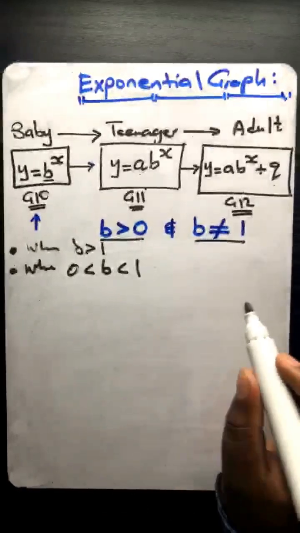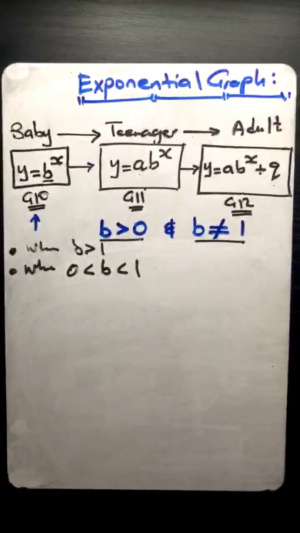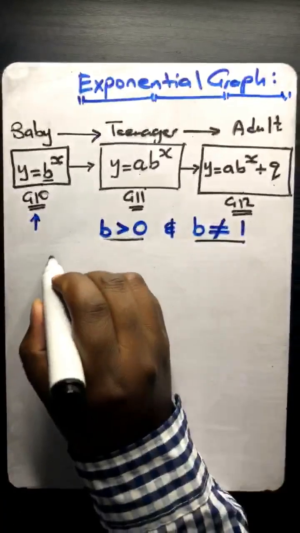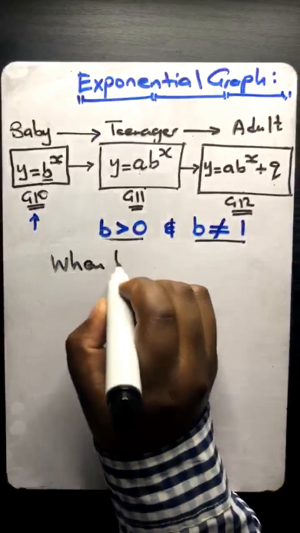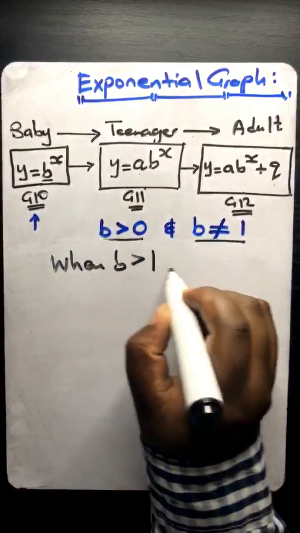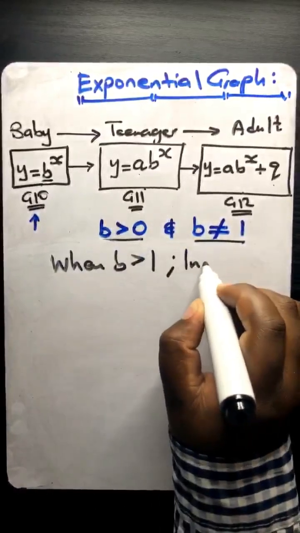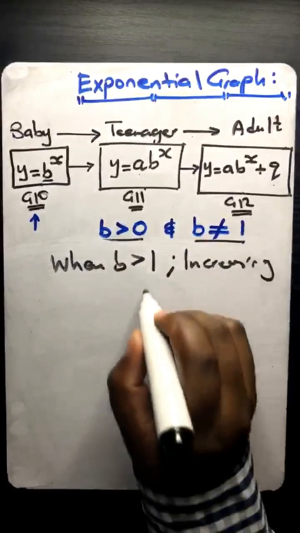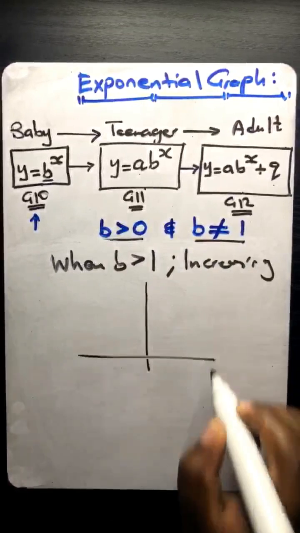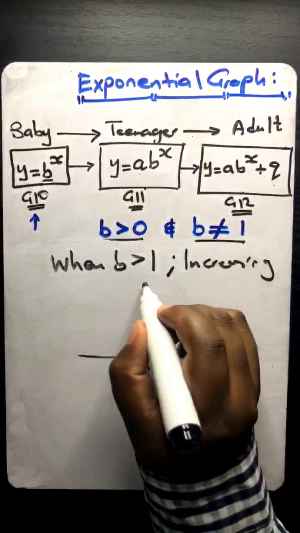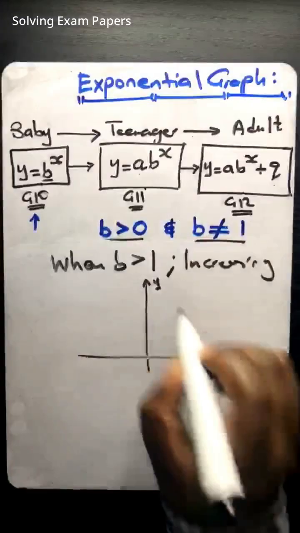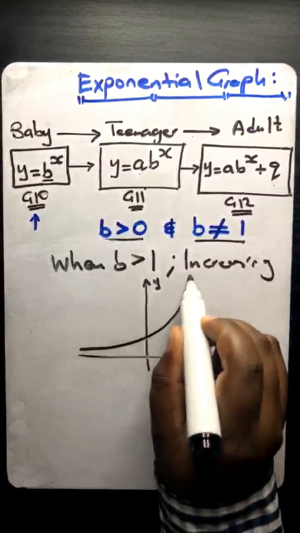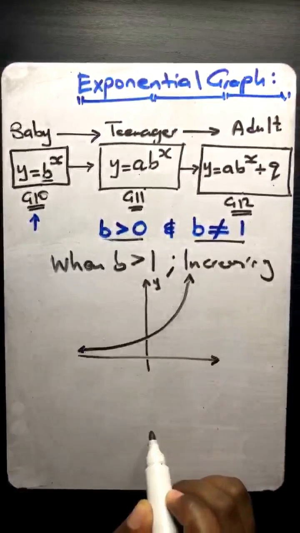Let me do it this way so that it's easy to understand. Let's say when b is greater than 1, it is an increasing function. How does an increasing function look like? It means the y value increases, so the shape of the function is going to look like that. This is an increasing function.